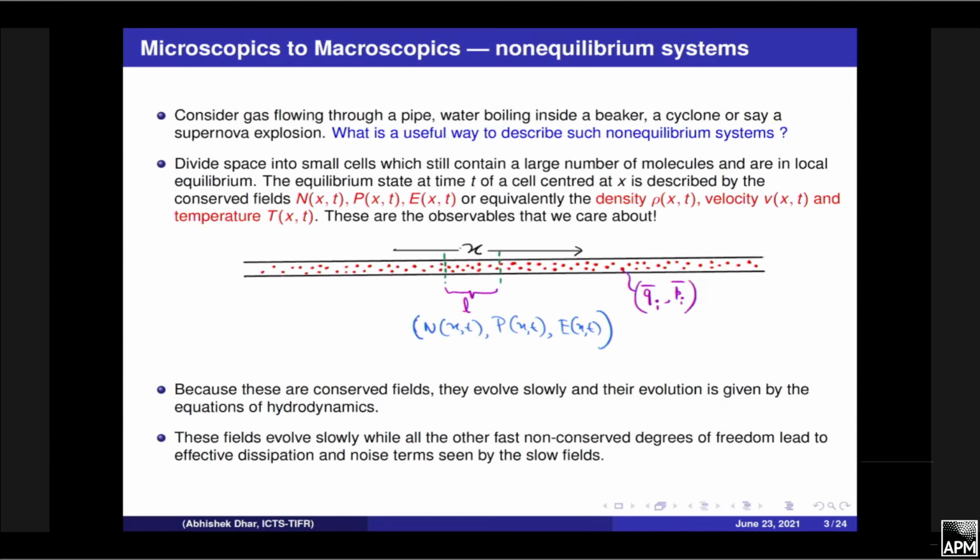And then we assume that the system can be described in a local equilibrium state, so that if you look at small cells, like in this system that I have here, one can construct small cells where each cell is in a local equilibrium state described by the local density, momentum density, and energy density. Because these are conserved fields, they evolve slowly, and one can describe them by the equations of hydrodynamics.